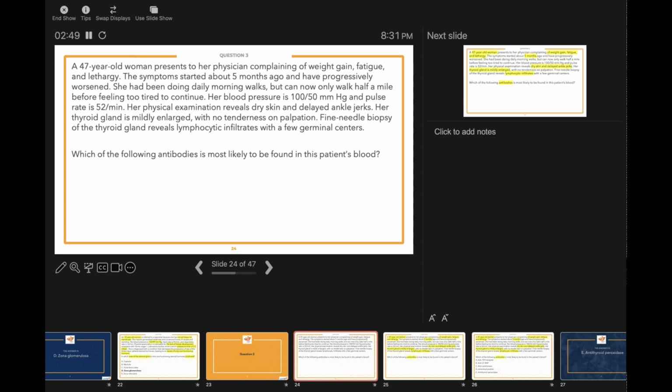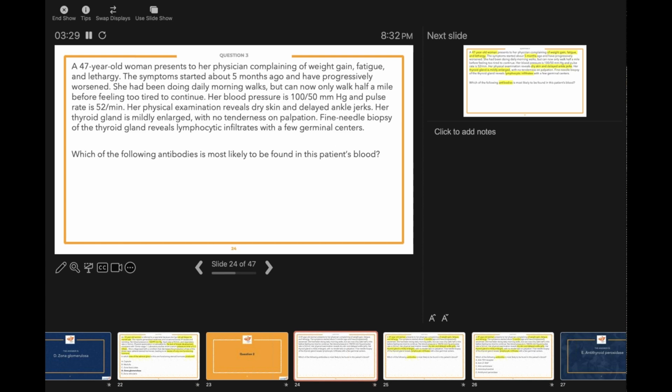A 47-year-old woman presents to the physician complaining of weight gain, fatigue, and lethargy. The symptoms started about 5 months ago and have progressively worsened. She's been doing daily morning walks, but now can only walk about half a mile before feeling too tired to continue. Her blood pressure is 100/50, pulse is 52. Physical exam shows dry skin and delayed ankle jerks. Thyroid gland is mildly enlarged with no tenderness on palpation. A fine needle aspiration biopsy revealed lymphocytic infiltrates with few germinal centers. So a few buzzwords there.